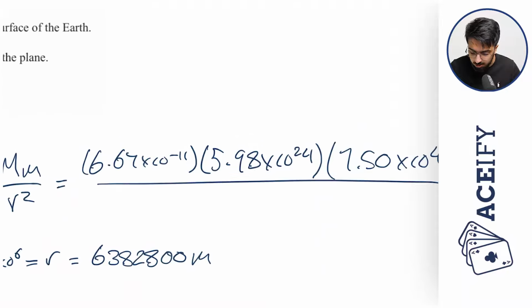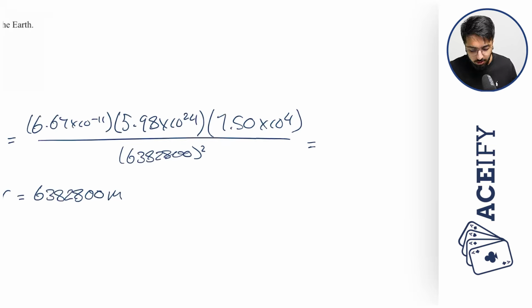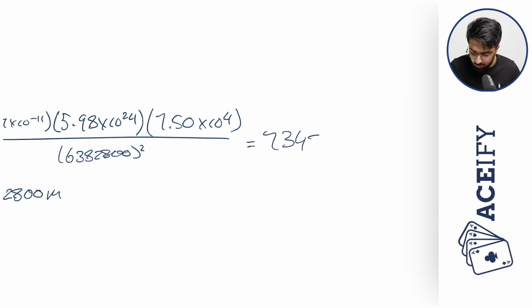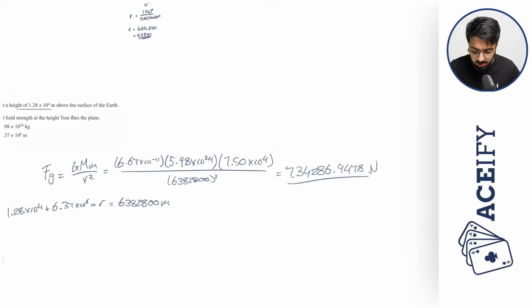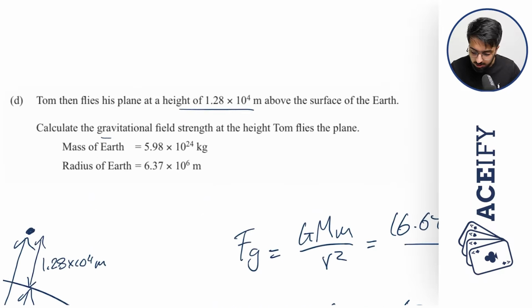All over our radius squared, which is 6382800 squared. Okay, this gives a force of 734,286.9478 newtons. This is not the final answer, because as you can see, it asks to calculate the gravitational field strength, and that is just another way of saying the acceleration due to gravity.